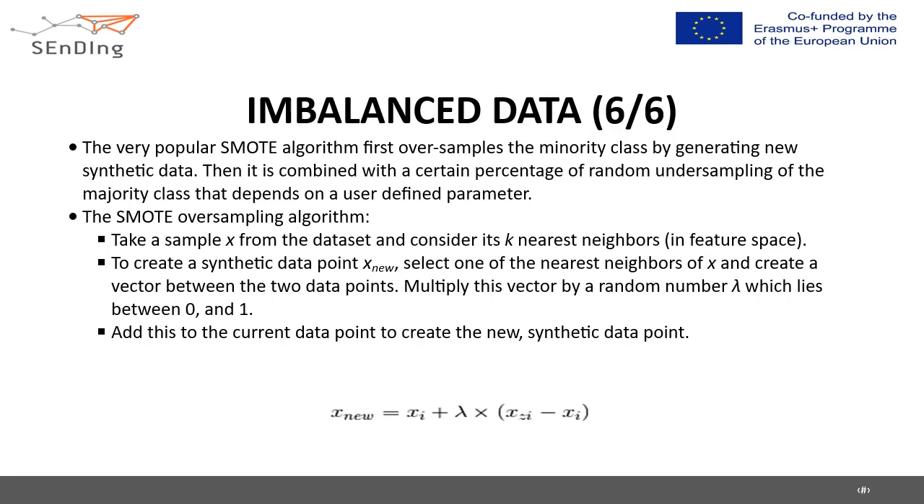To create a synthetic data point, select one of the nearest neighbors of X and create a vector between the two data points. Multiply this vector by a random number lambda which lies between 0 and 1. Add this to the current data point to create the new synthetic data point.